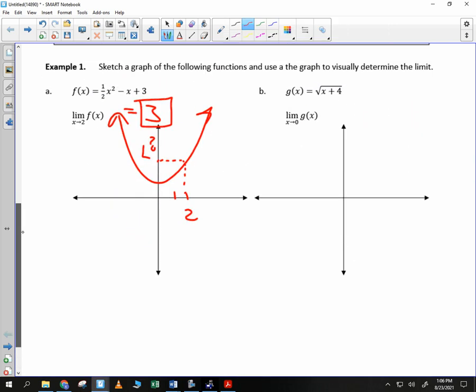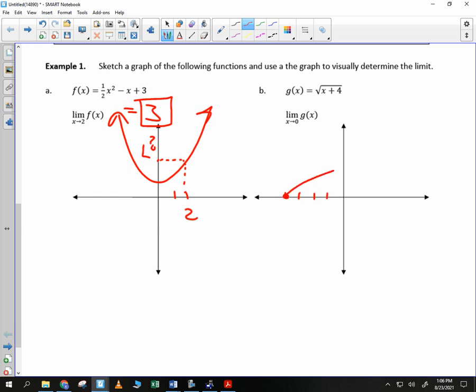Okay, next one, square root of x plus 4. What does it look like? Good. Shifted to the left 4 units. And x is approaching what value? 0. So at 0, we're really wondering what is that height. Take 20 seconds to talk to those around you, see if you can figure out what that limit is. Go.